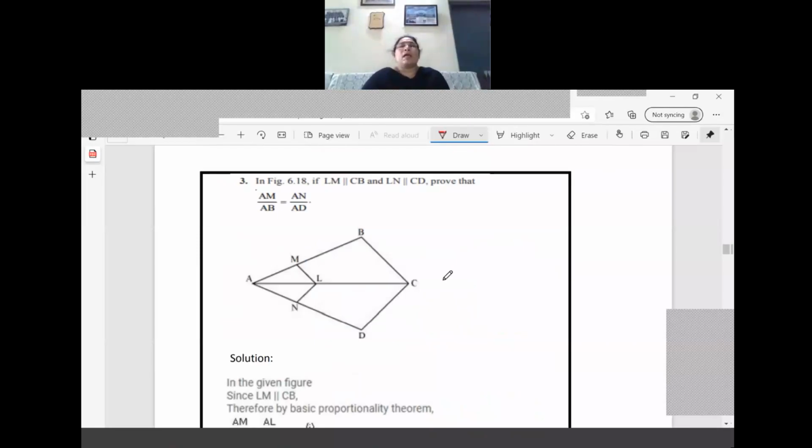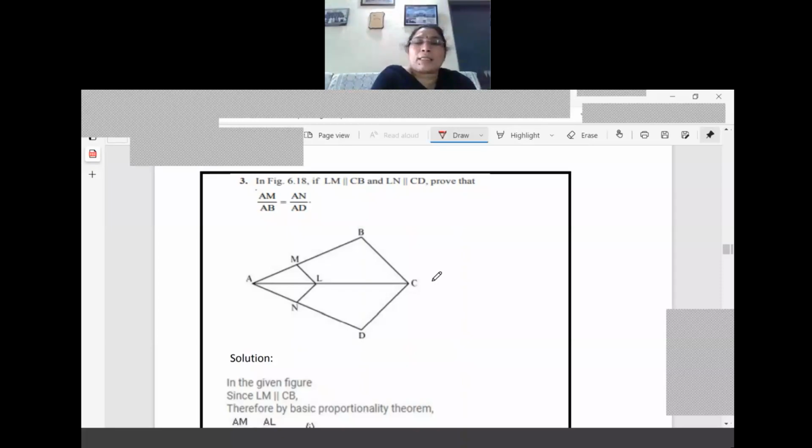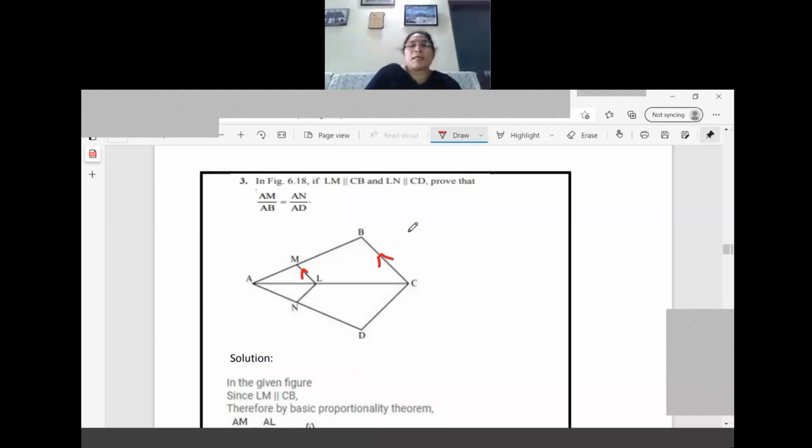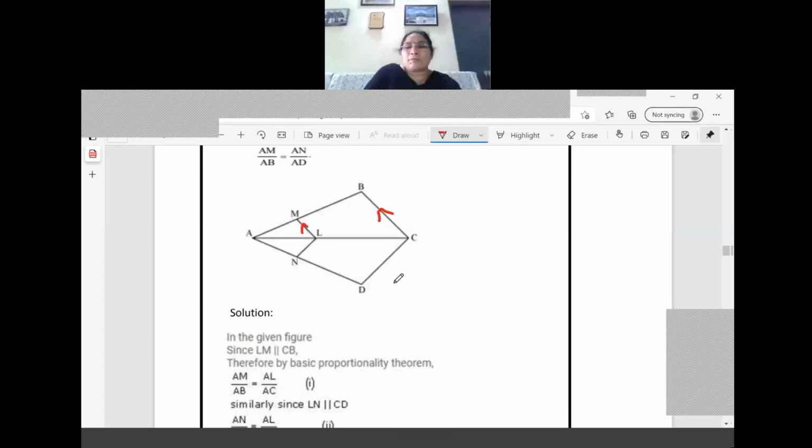Question number 3. In the given figure, LM parallel to CB and LN parallel to CD. Prove that AM by AB equal to AN by AD. So LM parallel to CB only. So I'll just mark in the diagram LM parallel to CB, right? So we will write based on this only one parallel line we have marked here, which is that one LM parallel to CB. So in this question we should identify the triangle correctly.